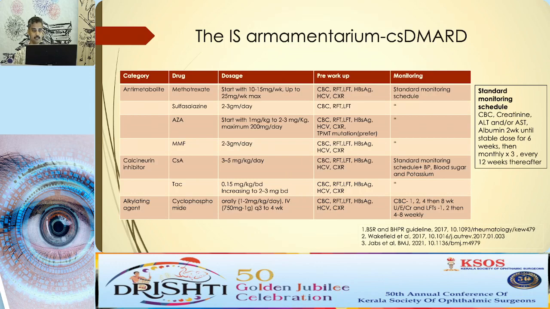Almost all the conventional synthetic disease modifying agents need a pre-workup, which includes CBC, RFT, LFT, screening for hepatitis B and hepatitis C, and a chest X-ray. Once we achieve a stable immunosuppressive dose, monitoring is required only 3 to 4 monthly with CBC, creatinine, and SGPT. But when you add a new drug or when you hike an immunosuppressant, you may have to do a CBC, SGPT and creatinine 1 month, 4 weeks later. So this needs to be considered.